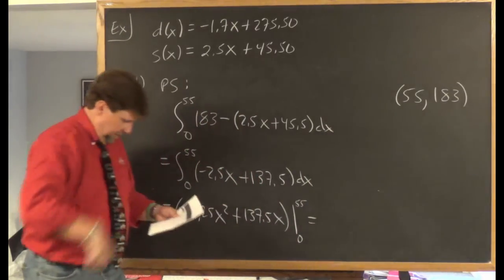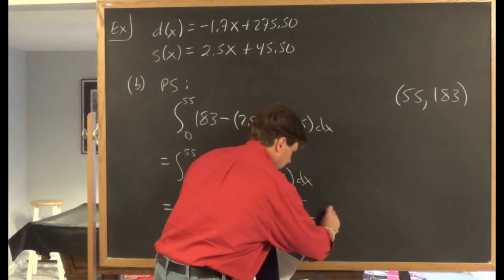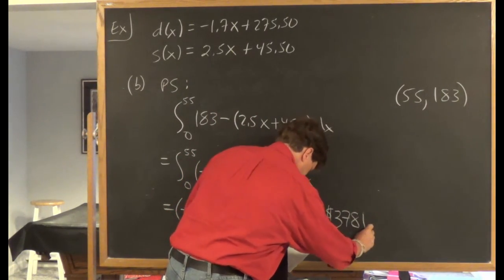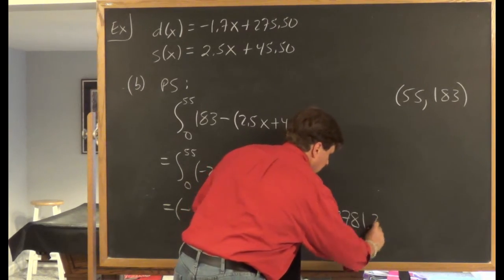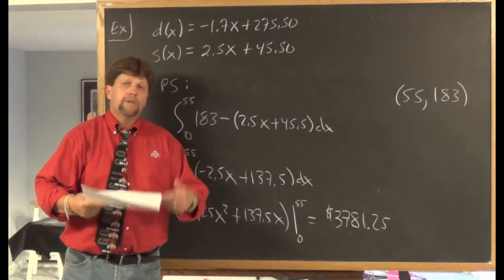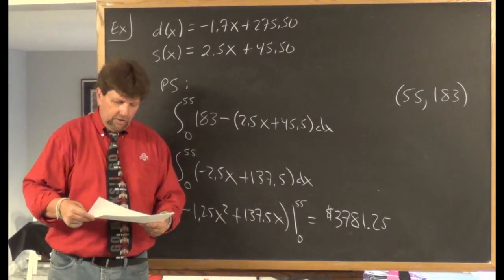I use the fundamental theorem of calculus, and I get $3,781.25. So the producer surplus at equilibrium is $3,781.25.